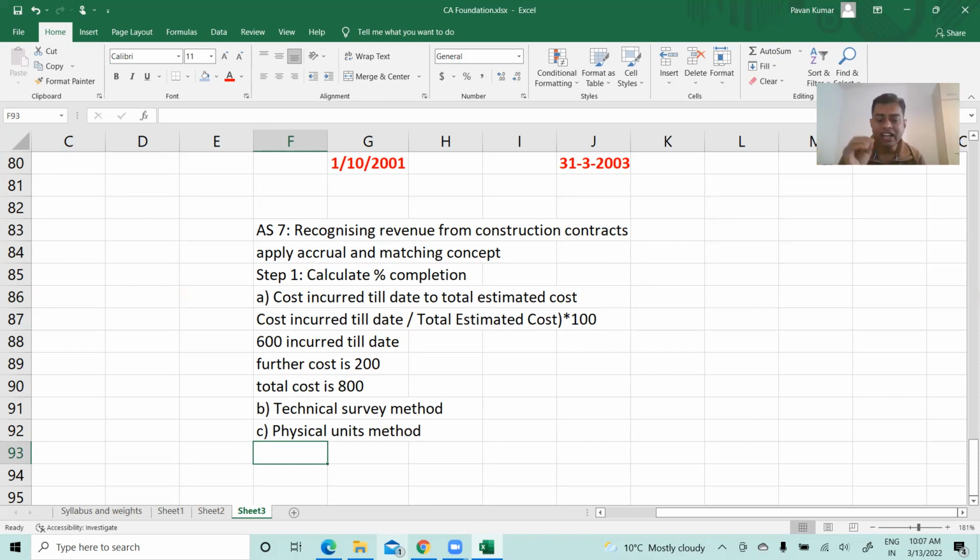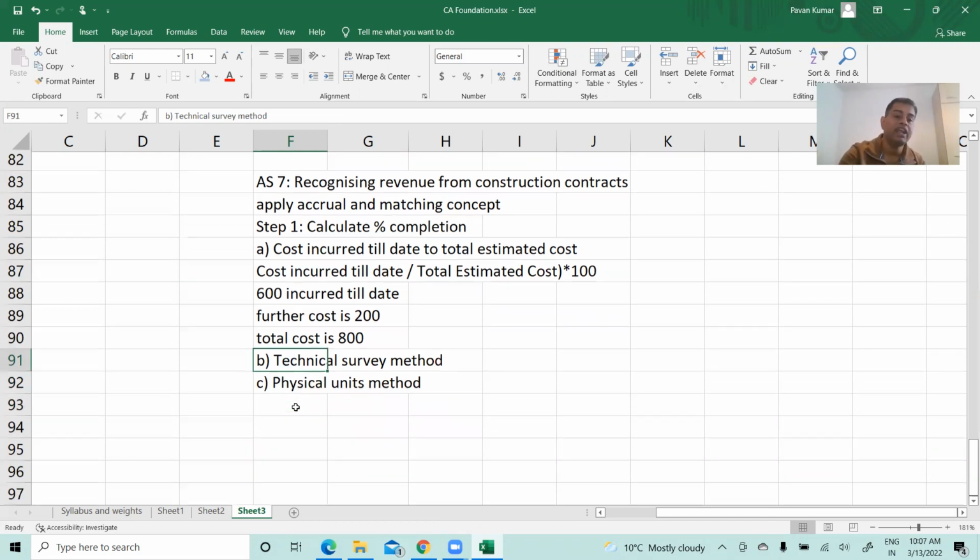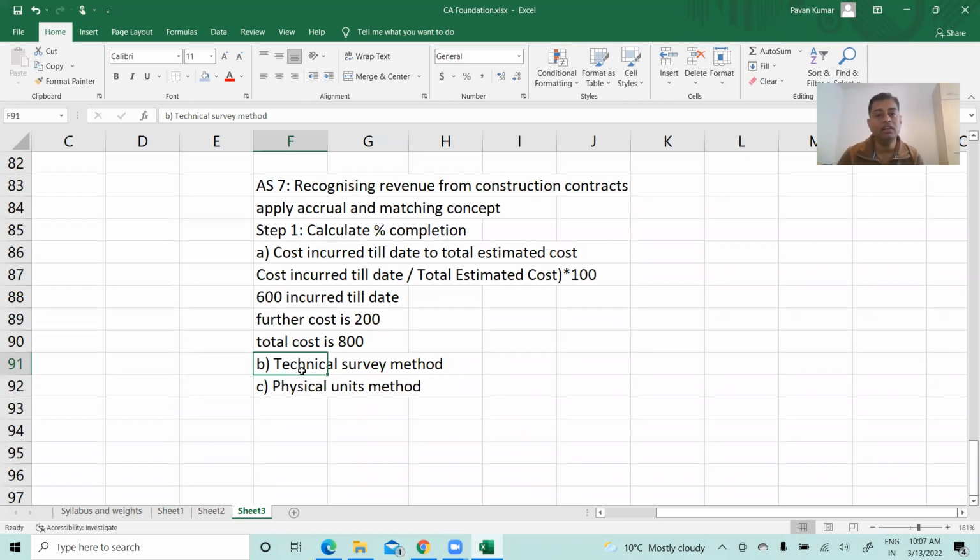You understand? So practically, Accounting Standard 7 says there are 3 methods. In reality, everybody uses B. But in problems, we have to do A, because if we follow B, student life is very simple and happy. ICAI doesn't want that. It will not follow B, it will follow A. So always you have to calculate percentage completion using the data given in the question.